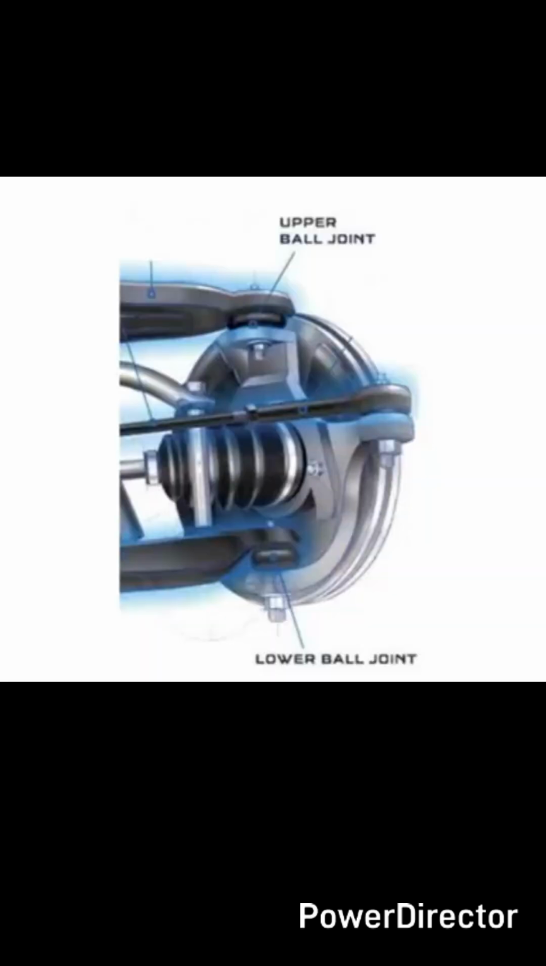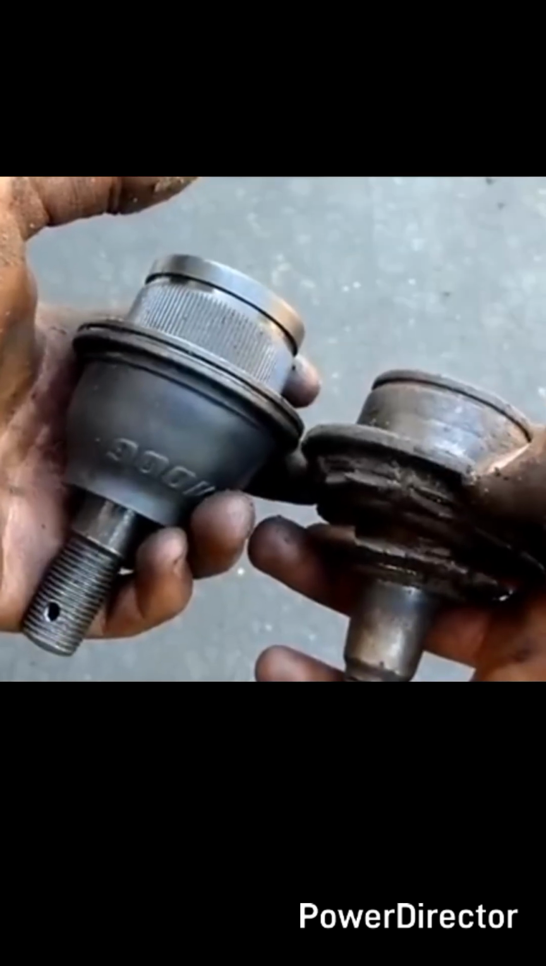There are two types of ball joints, namely upper ball joints and lower ball joints. If there is no oil, the friction will not work correctly, and the ball joint will tend not to function properly. And it sounds like this.